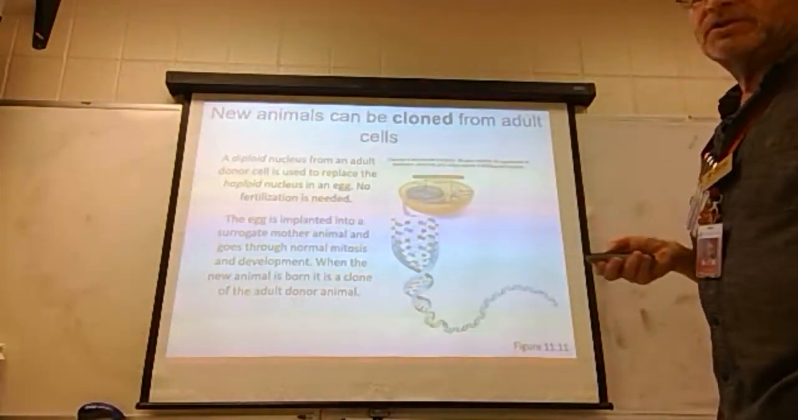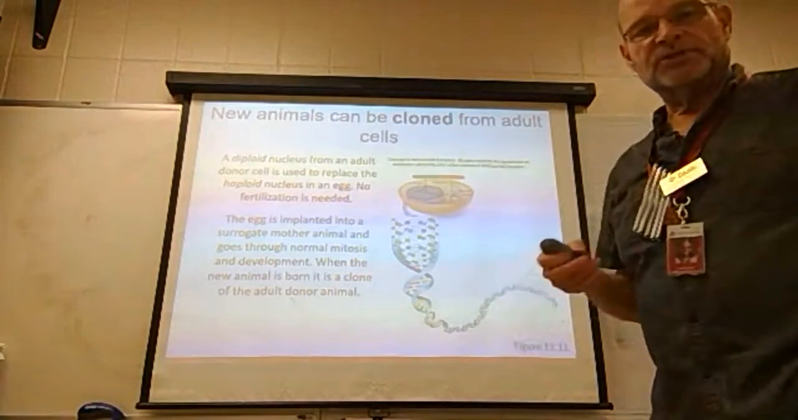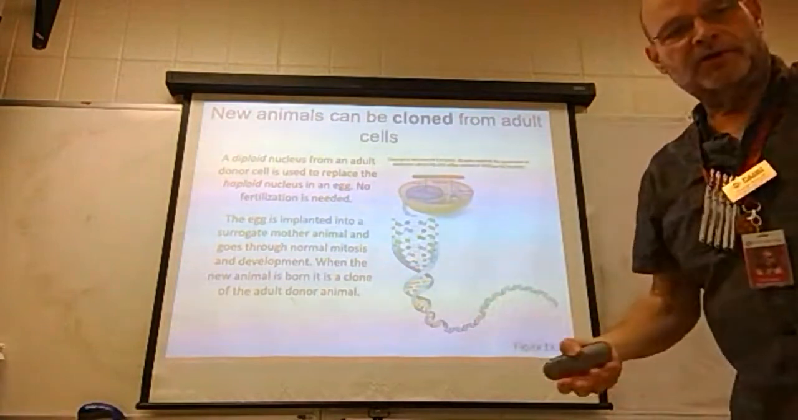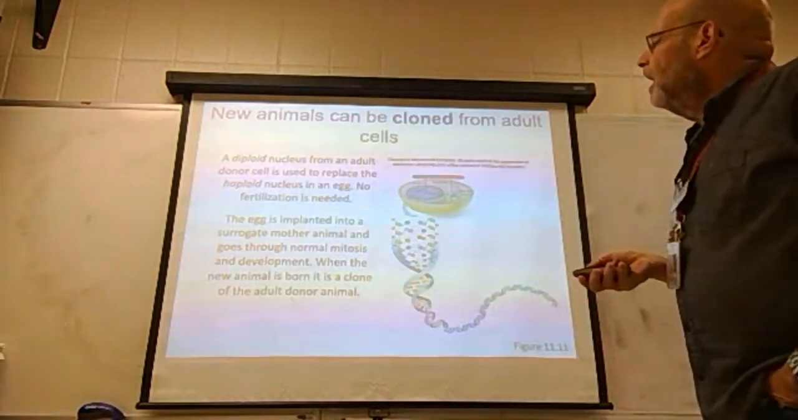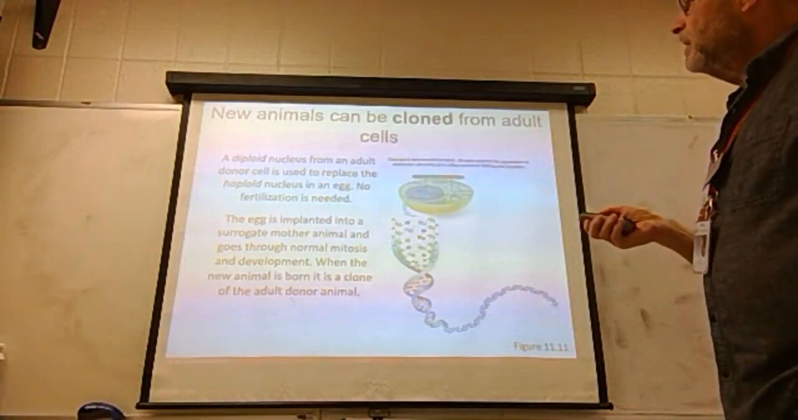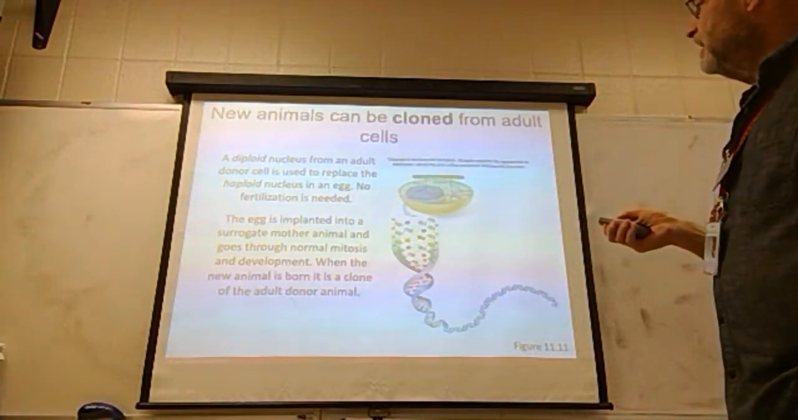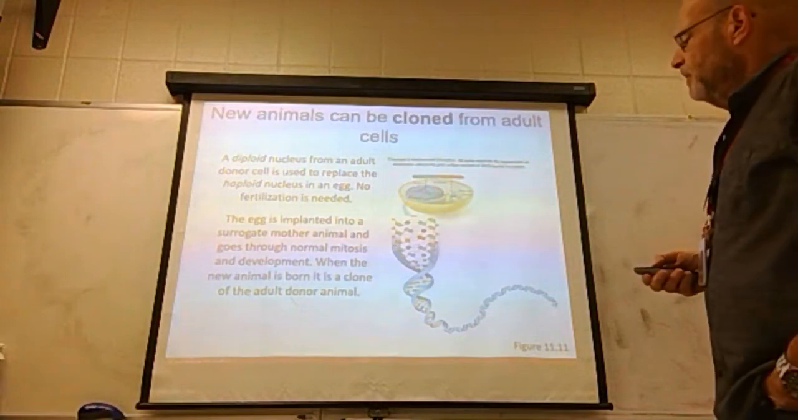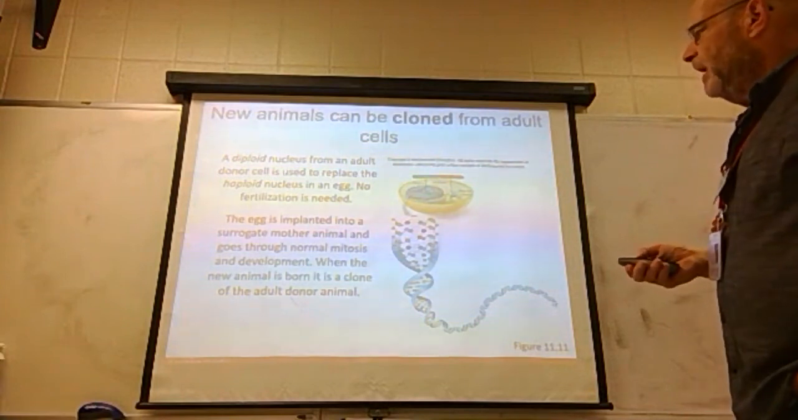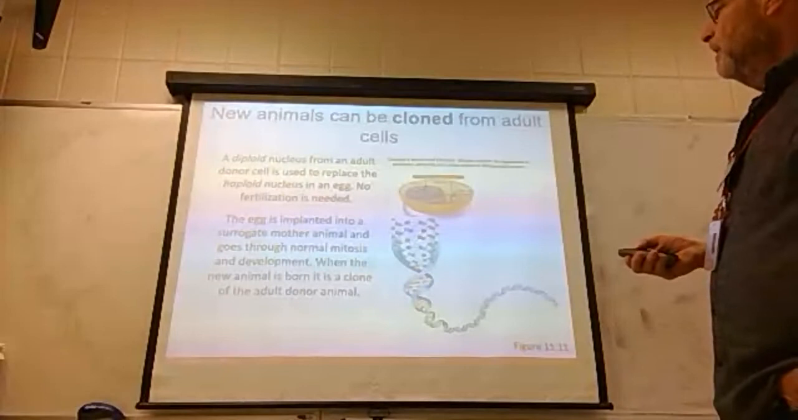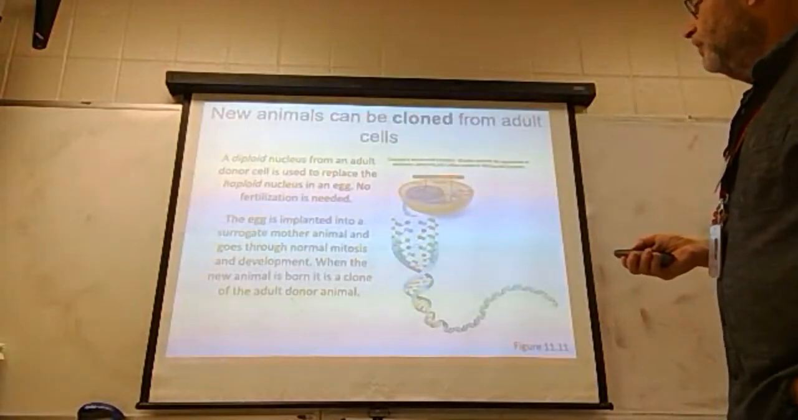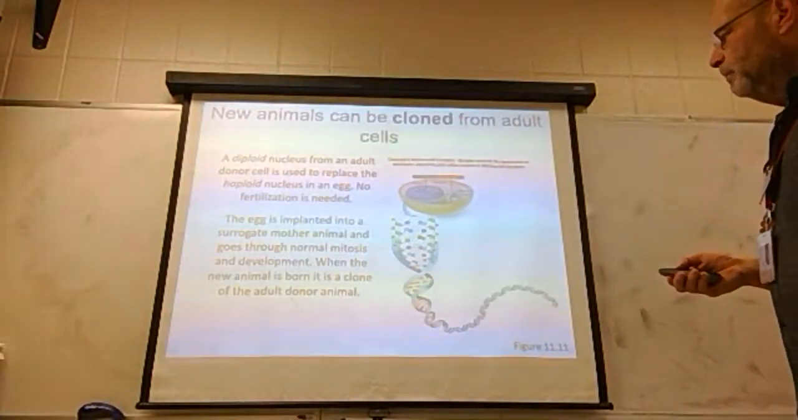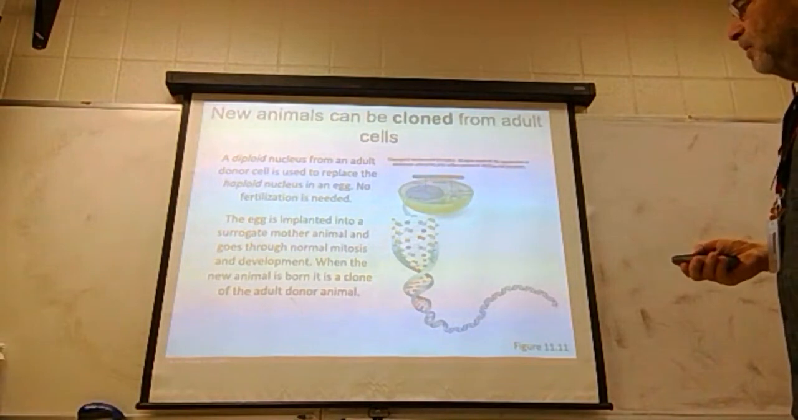Nope, they actually used udder cells, cells from the sheep's udder. That's the area down under where the milk comes from. The nucleus of the udder cell was placed into the egg where the egg nucleus had been removed. They then implanted it into the surrogate mother animal. The cell then goes through mitosis and development, and when the new animal was born, it was a clone of the adult donor animal.